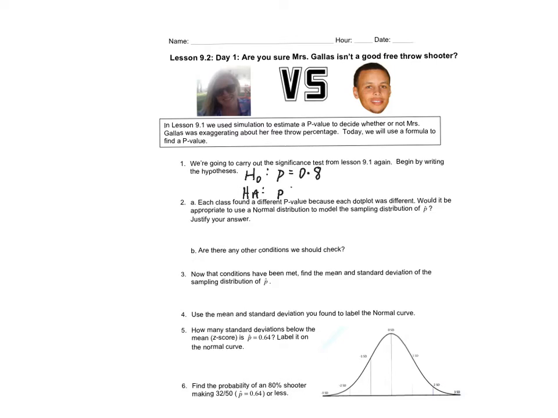So for our situation, you all think I'm lying. So we're going to say that p is less than 0.8. When we did this, each of you did a different dot plot. You found different values. But we said that in order to do this, the three conditions are simple random sample, large counts, and 10%.